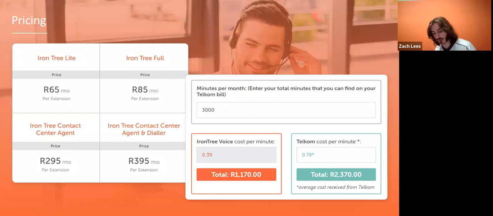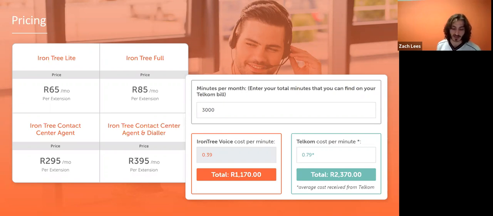The IronTree Full is an upgraded version of that, which comes with a host of analytics features, tracking and stuff like that. Call recording can be enabled on every function, by the way. It's an extra cost, but it can be enabled on any of these things.